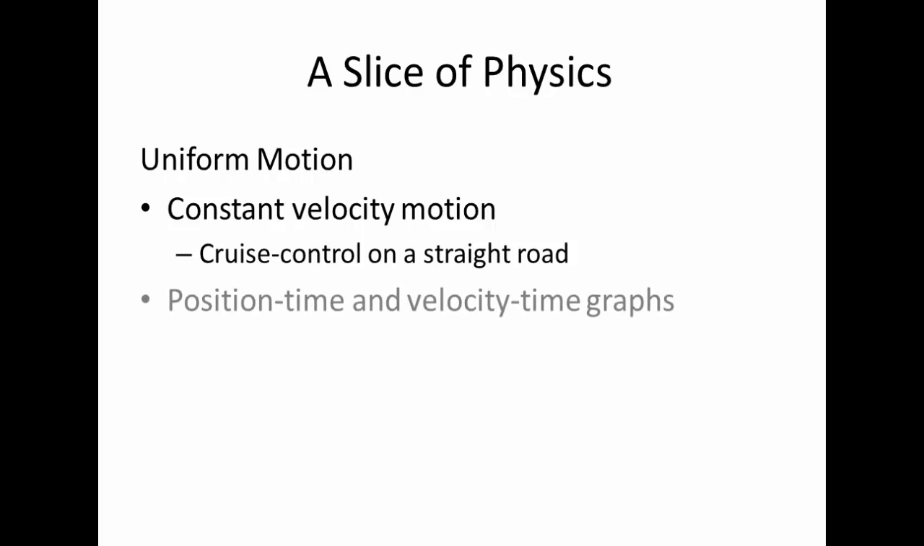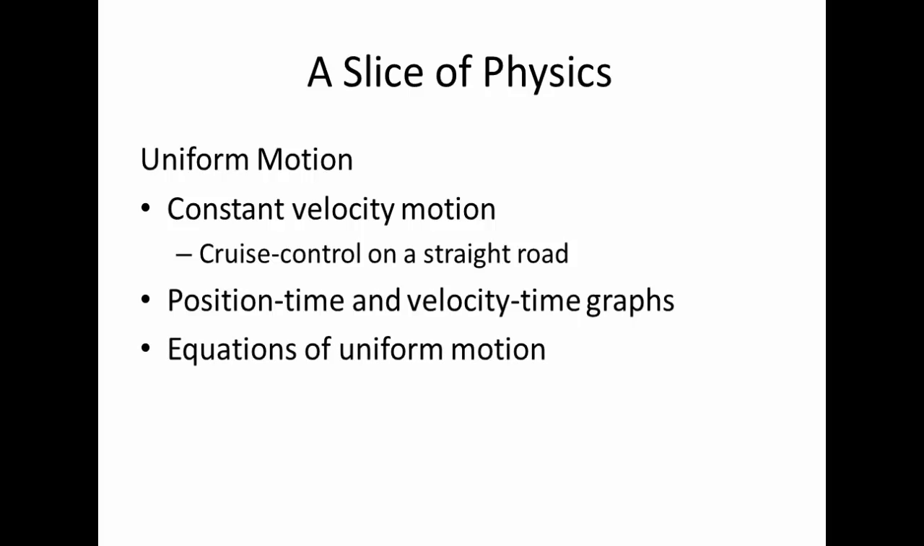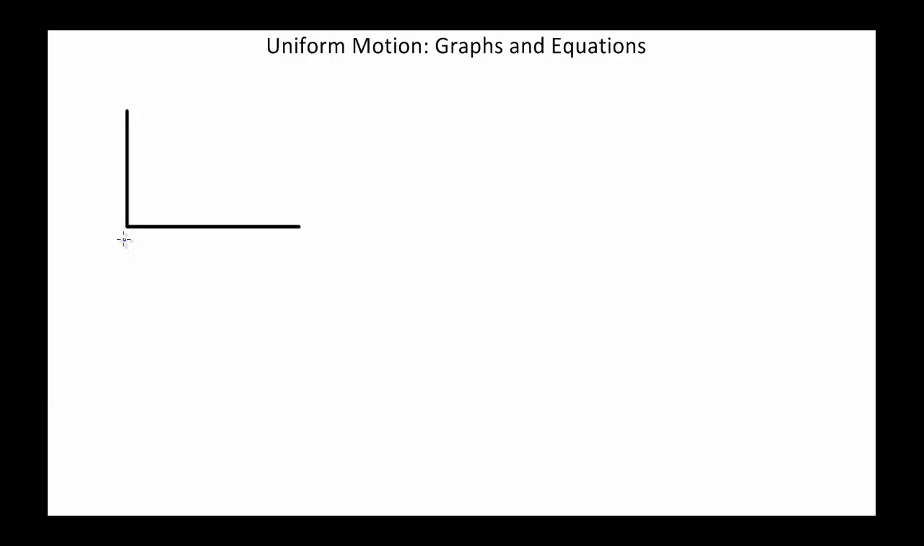We're going to first look at position-time and velocity-time graphs and see what they look like for uniform motion. And then we will see how we can extract information about the motion from these graphs, which will lead us to the equations of uniform motion, which you will later use to solve uniform motion problems. So let's get started with an example of a position-time graph for uniform motion.